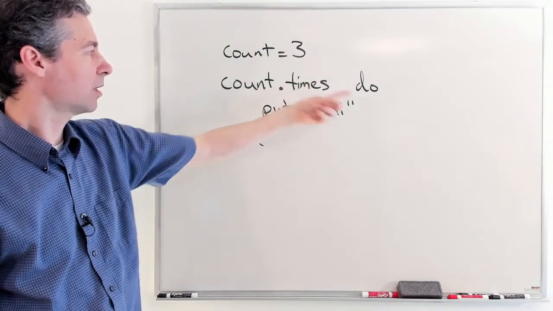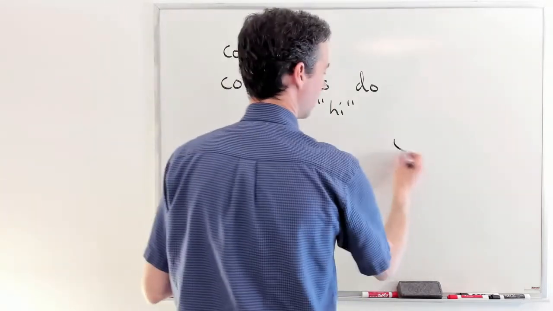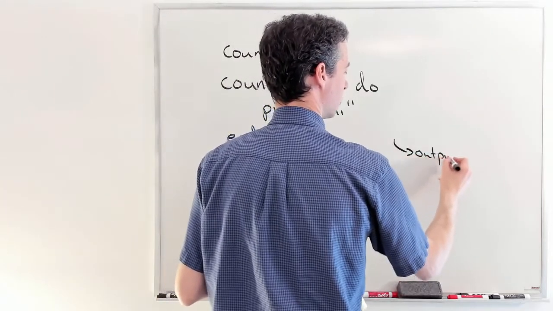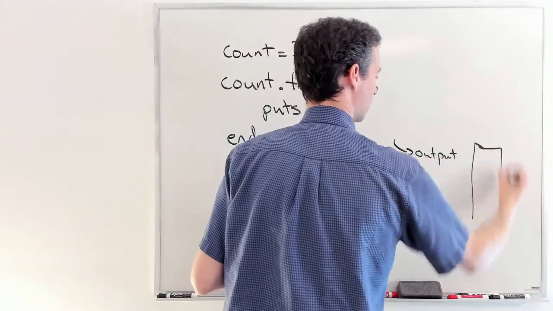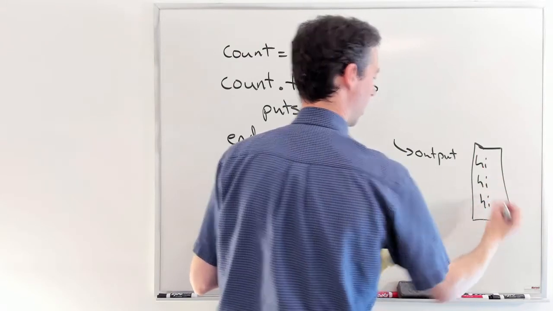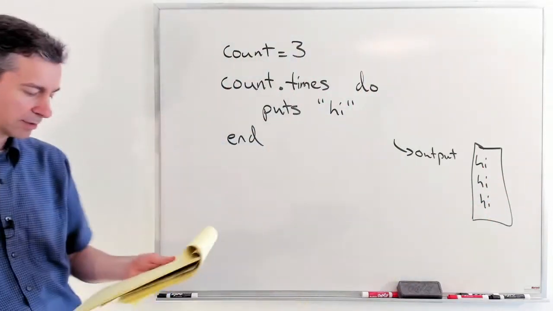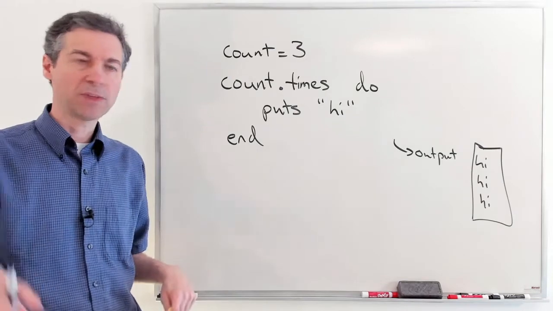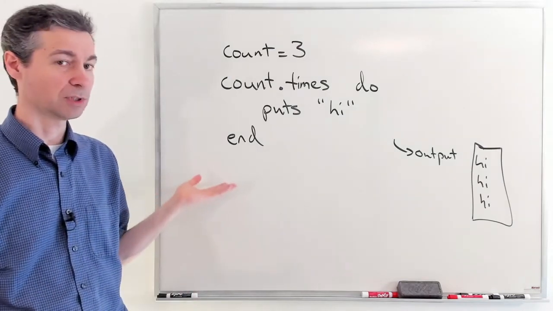Basically, for count times, do the following code. And so this outputs, again, as you would expect. If I draw it as the output here, it goes hi, hi, hi. Nice. Now, I think the big thing is, how does this work?